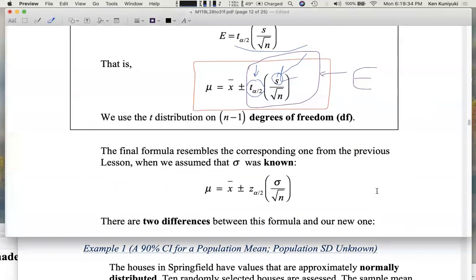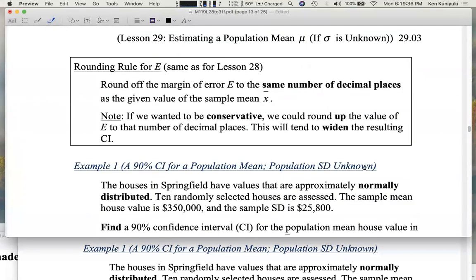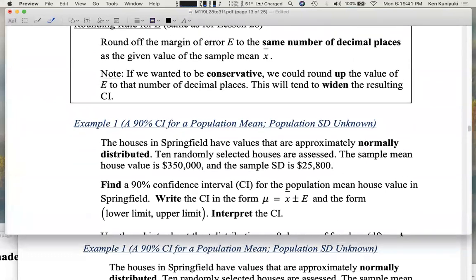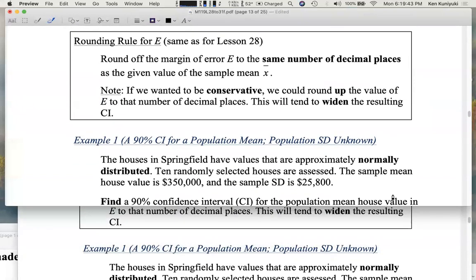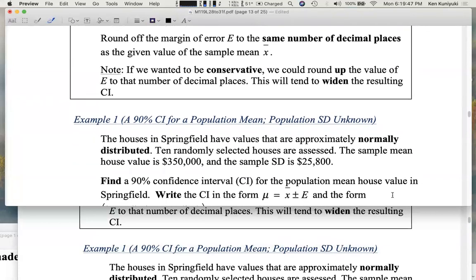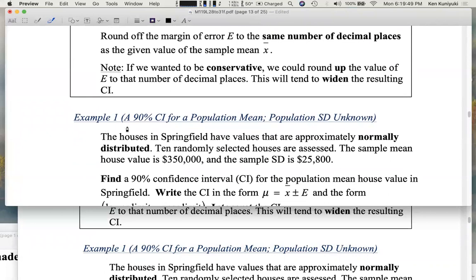So let's go to our example here. We're no longer talking about recalibrating an ice cream machine. That was kind of specific, wasn't it? We can do a more general example now. All right, here's our example 1 for a 90%, in this case, CI for a population mean where the population standard deviation sigma is unknown. We're finding a CI for mu where sigma is unknown.